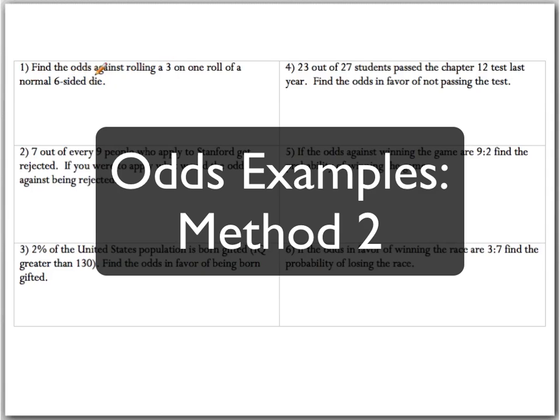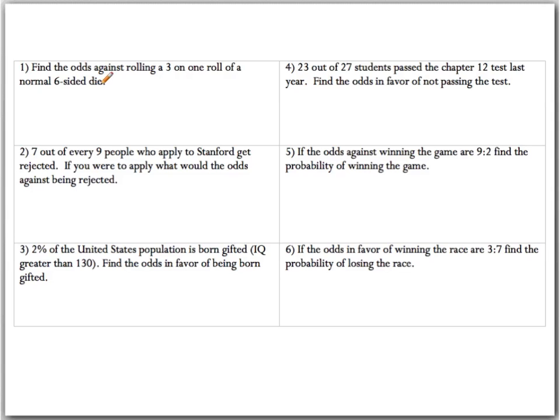So it says find the odds against rolling a 3 on one roll of a normal 6-sided die. So odds against, remember we're going to want failures to successes. If we look at 3 as being a success on a 6-sided die, how many failures are there and how many successes? Well, that would mean there were 5 failures and only 1 success because there's 1 3. So the odds against rolling a 3 is 5 to 1.